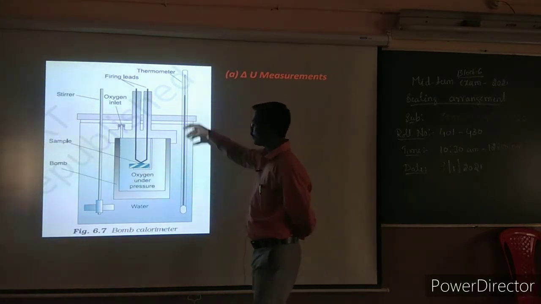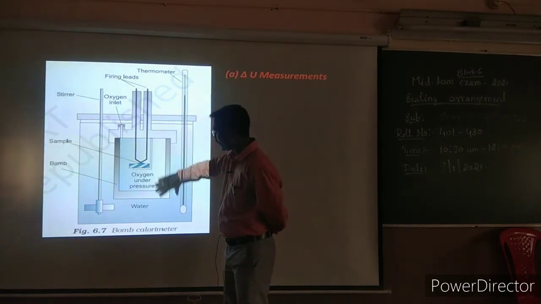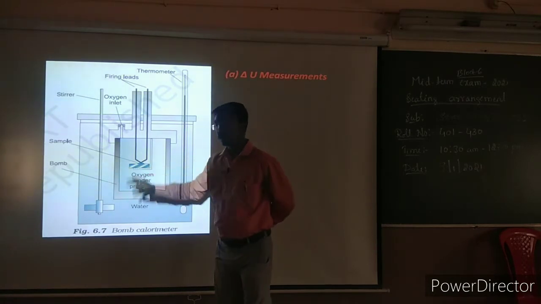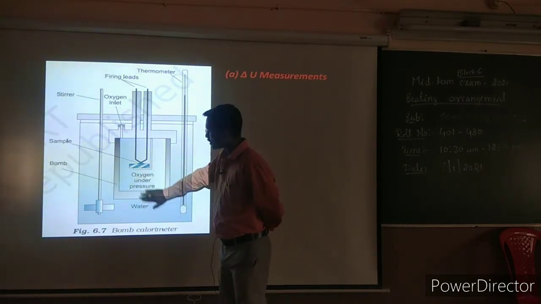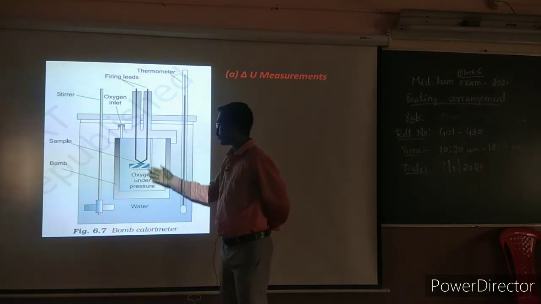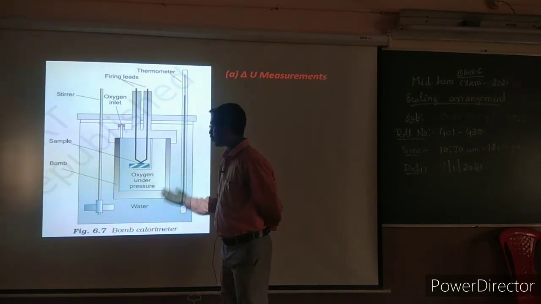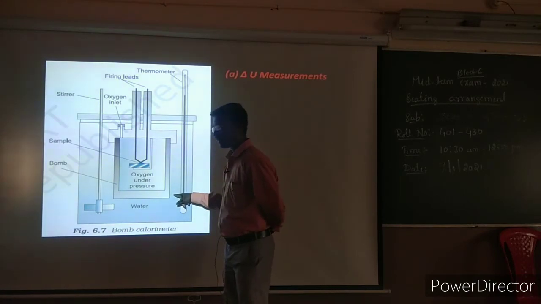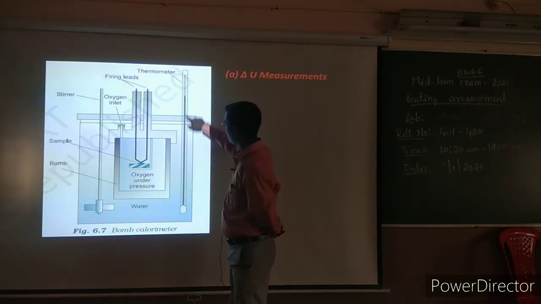For that reason, we place this calorimeter in water. It means that the heat is transferring from the system to the surroundings, meaning it is transferring from this bomb to the surrounding water. For that reason, the change in this water can be calculated by this thermometer. And you see here, this is the thermometer.